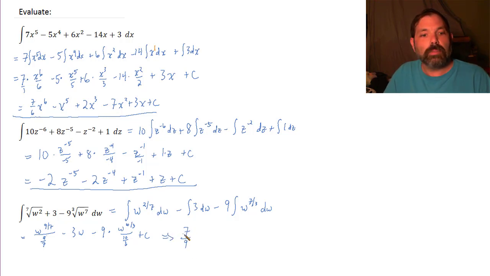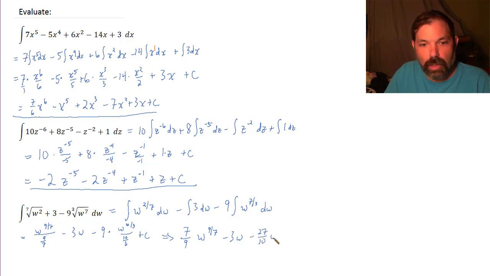And then cleaning this up a little bit, I would write 7/9, dividing by 9/7 is the same as multiplying by 7/9. 7/9 w to the 9/7 minus 3w. Now 9 divided by 10/3 is 9 times 3/10, so minus 27/10 w to the 10/3 plus a constant.